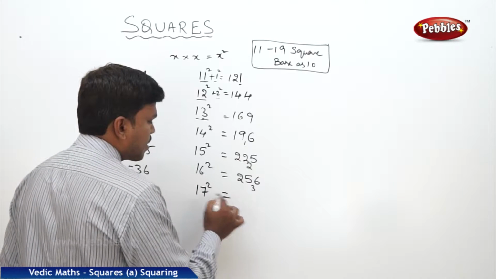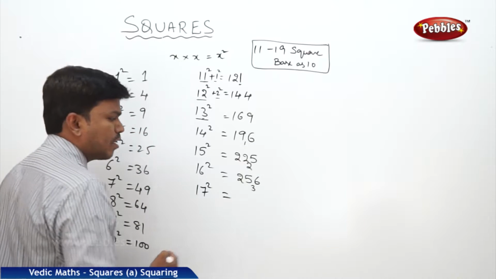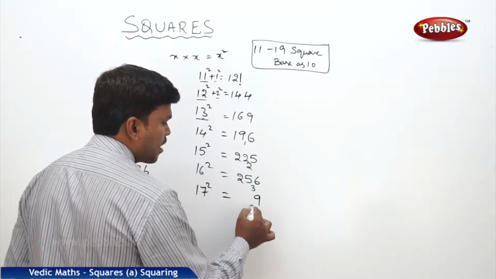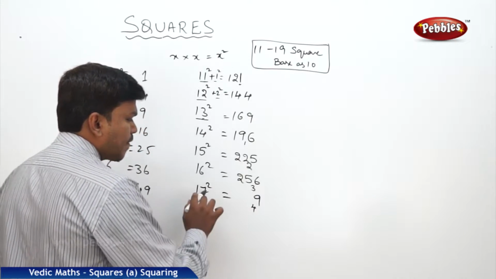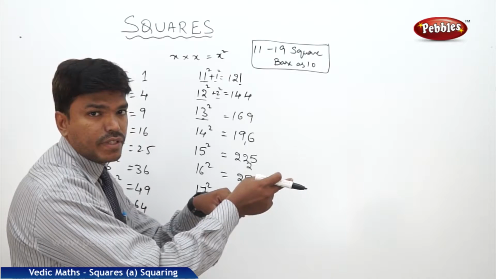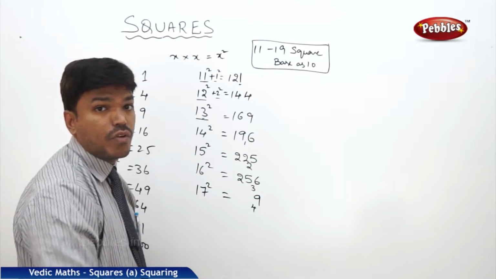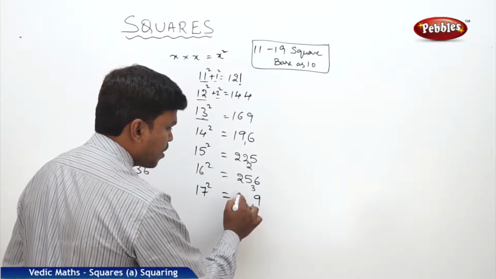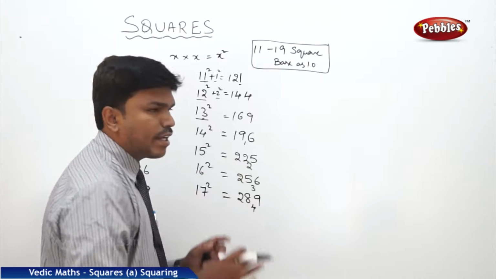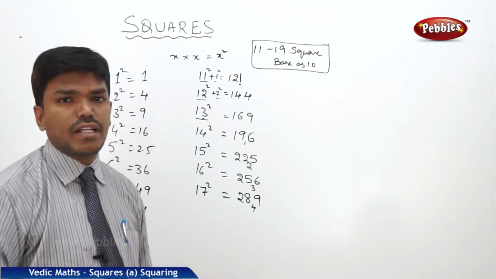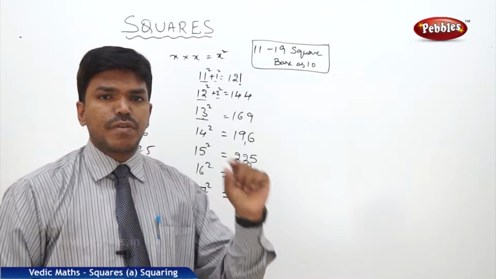17 square. 7 square, 49. So drop 9, carry 4. 17 excess number 7 when you compare with the 10. So 17 plus 7, 24. 24 plus 4, 28. So take a pause and please try 18 square as well as 19 square.